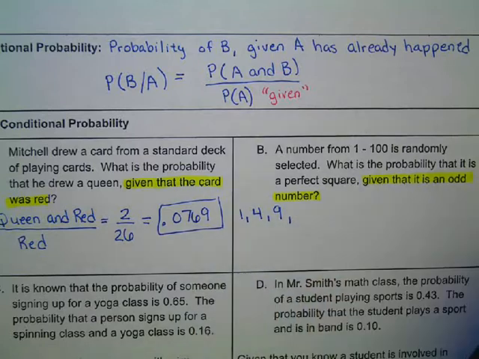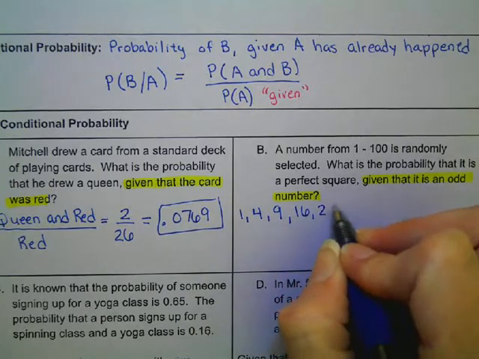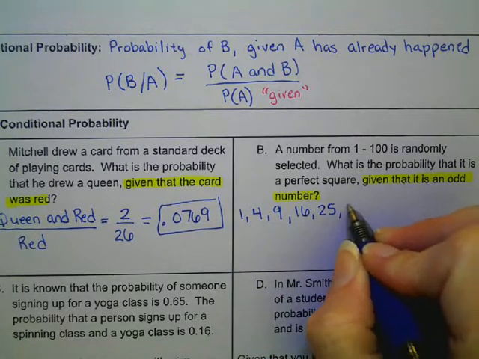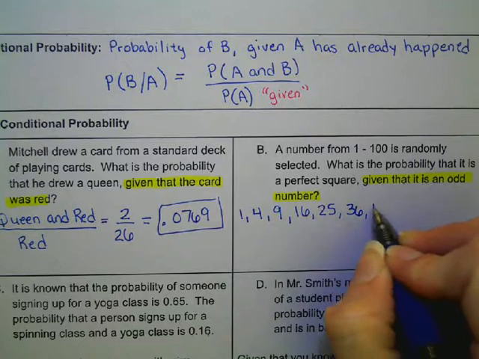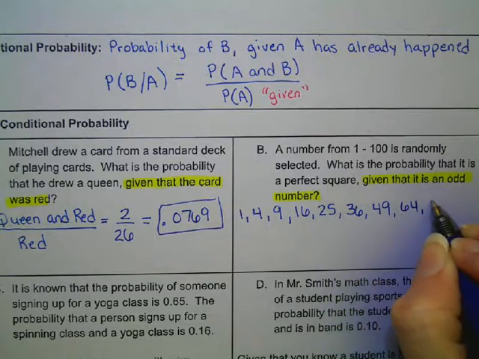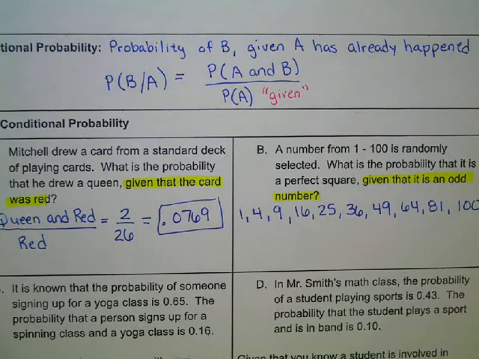So 4 times 4 would be 16. 5 times 5 is 25. 6 times 6 is 36. 49. 8 times 8 is 64. 9 times 9 is 81. 10 times 10 is 100. So these are all my perfect squares I would list out.